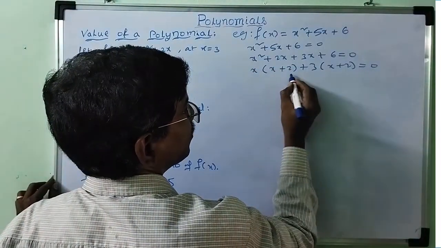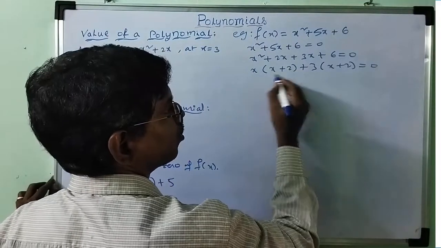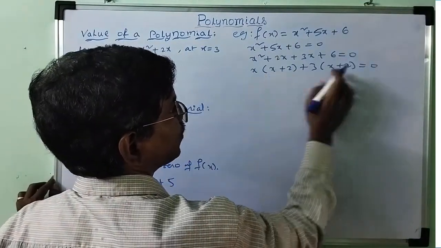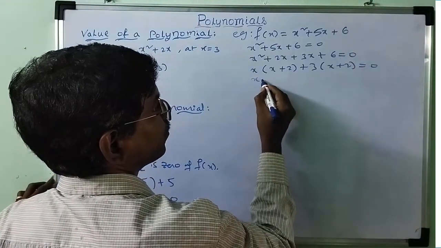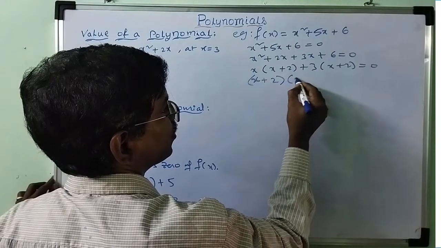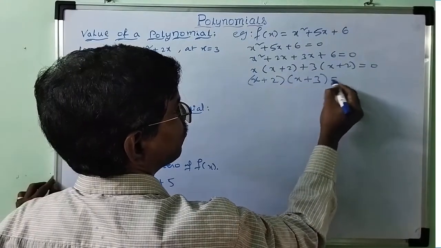Now this is one term, this is the second term. In both these terms, we can take x plus 2 common. Taking x plus 2 common, we get x plus 2 into x plus 3 equal to 0.